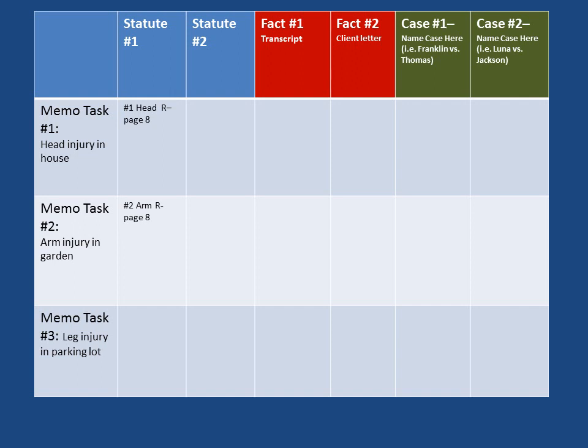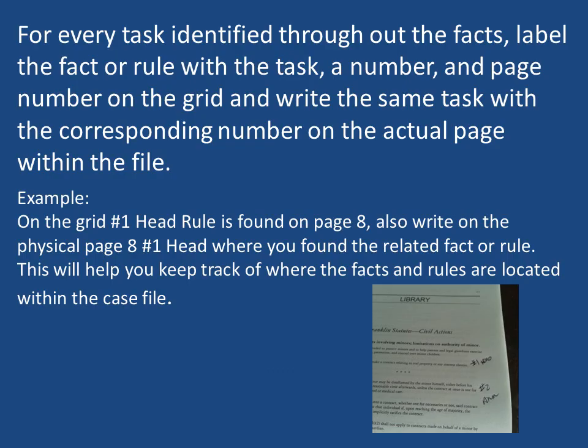I did this for every element that I needed to identify in both the statutes, all the facts, which was a transcript and client letter, and then all the cases. For every task identified throughout the facts, label the fact or rule with the task, a number, and a page number on the grid, and write the same task with the corresponding number on the actual page within the file.